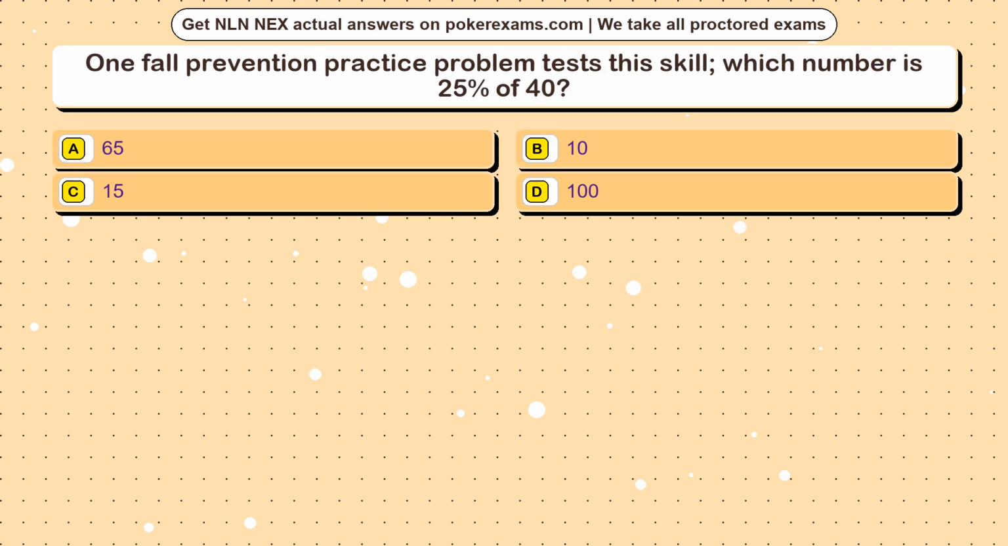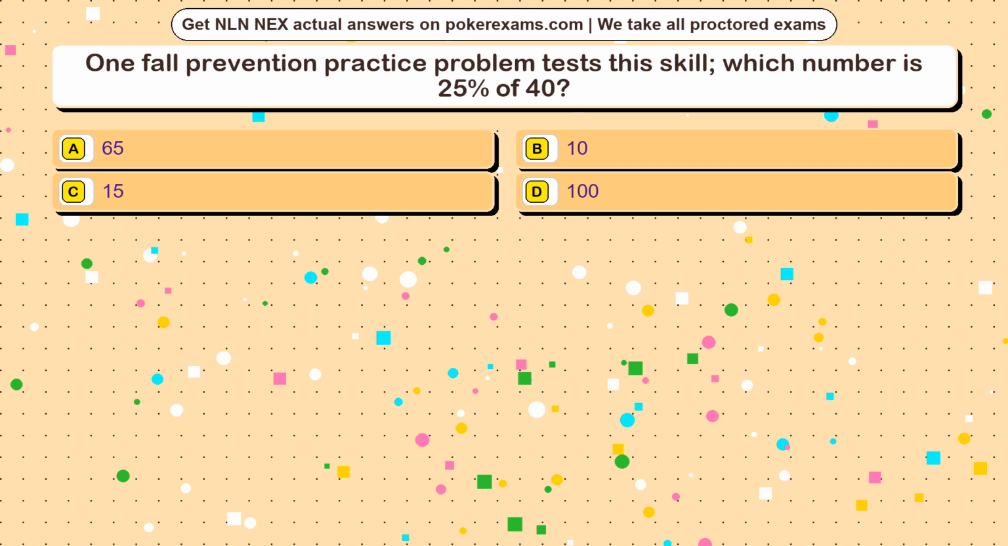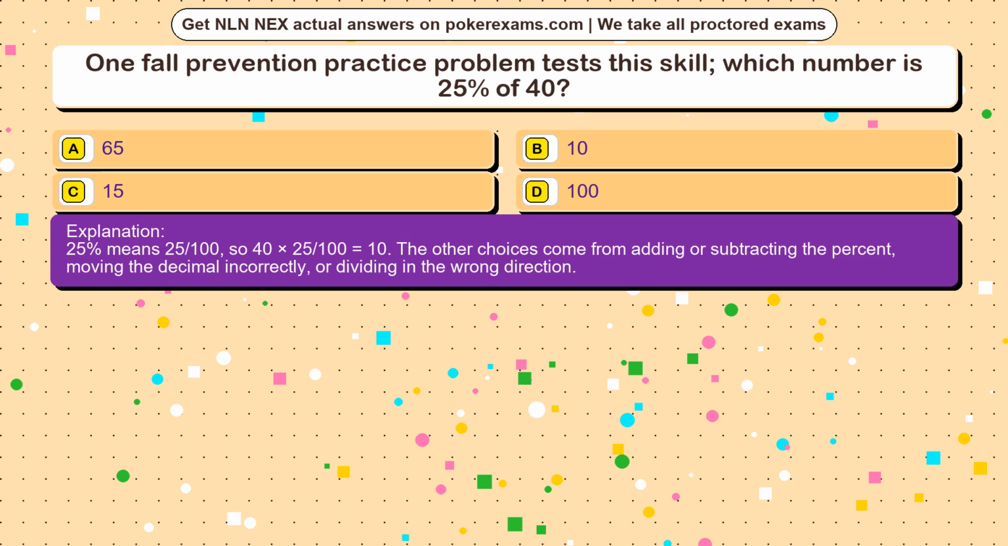Question 11. One fall prevention practice problem tests this skill. Which number is 25% of 40? Option A, 65. Option B, 10. Option C, 15. Option D, 100. The correct answer is option. 25% means 25/100, so 40 times 25/100 equals 10. The other choices come from adding or subtracting the percent, moving the decimal incorrectly, or dividing in the wrong direction.